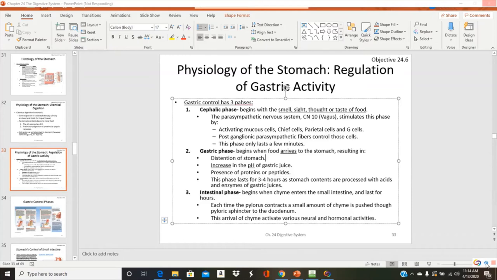And actually, emotional states can exaggerate that. If you're angry, you can end up wanting to eat more or less. Sometimes people actually have the opposite effect. Now, in the gastric phase, food gets in, you distend the stomach, and the stretch receptors are going to detect that. The pH gets elevated, it becomes more basic.